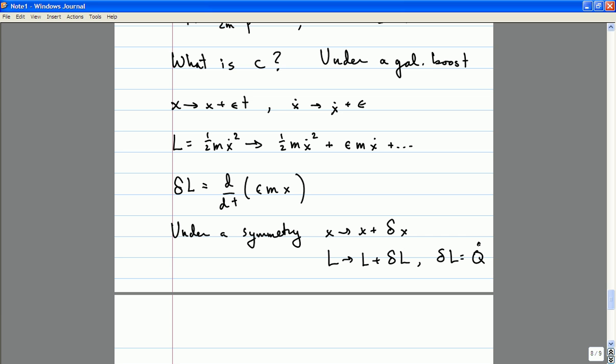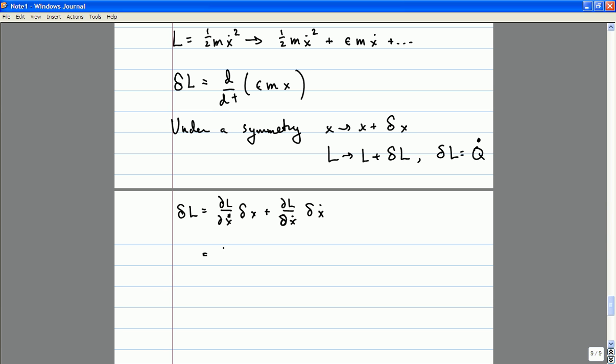The variation of L can just be found by thinking about L as a function of x and x dot. So it's dL by dx times delta x, plus dL by dx dot times delta x dot. And we can rewrite this as dL by dx minus the time derivative of dL by dx dot, all times delta x.